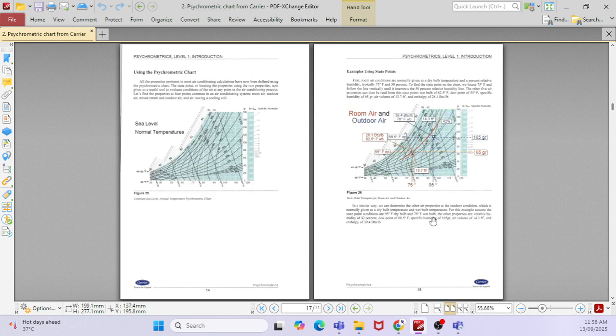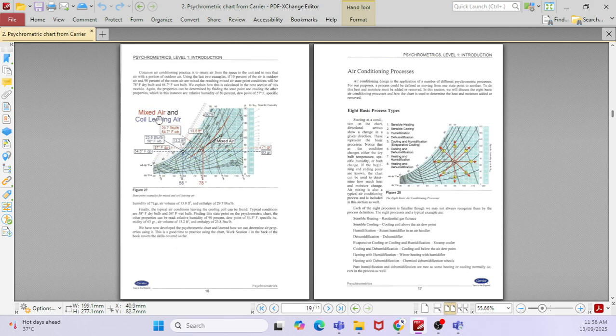Then after that, see how to use the psychrometric chart, and how to calculate the room air and outdoor air from how you plot it. Then the mixed air, how to calculate. Here all the formulas are given.